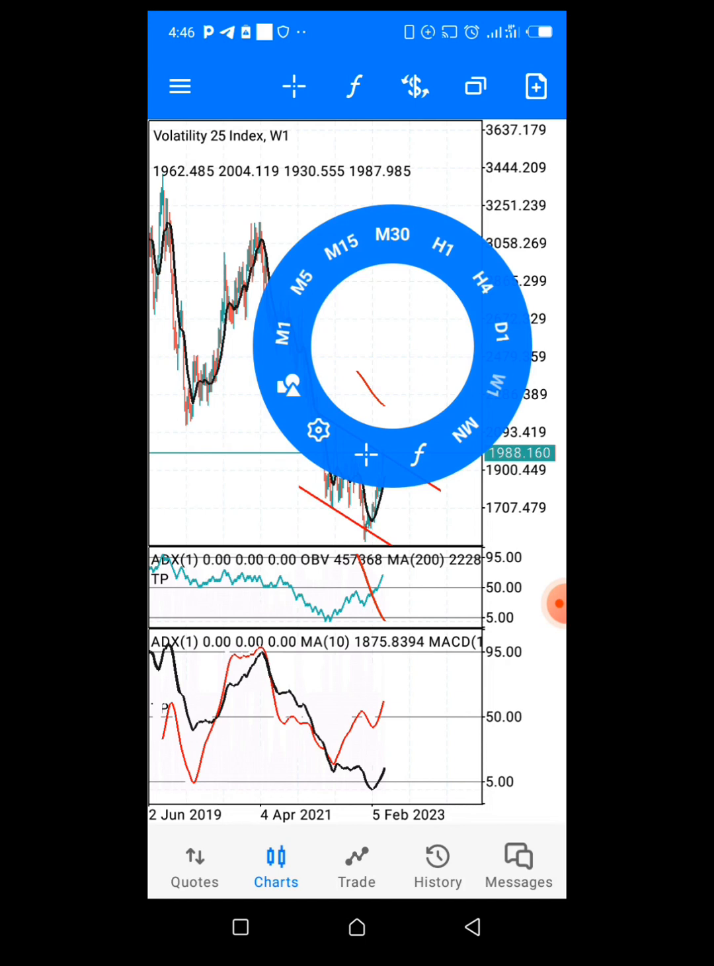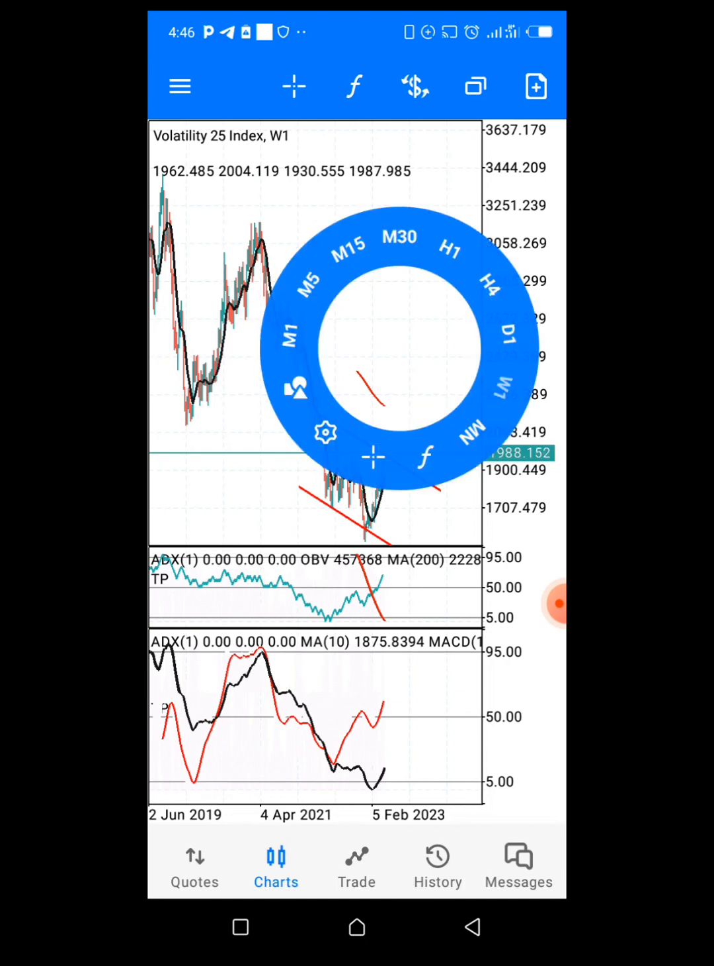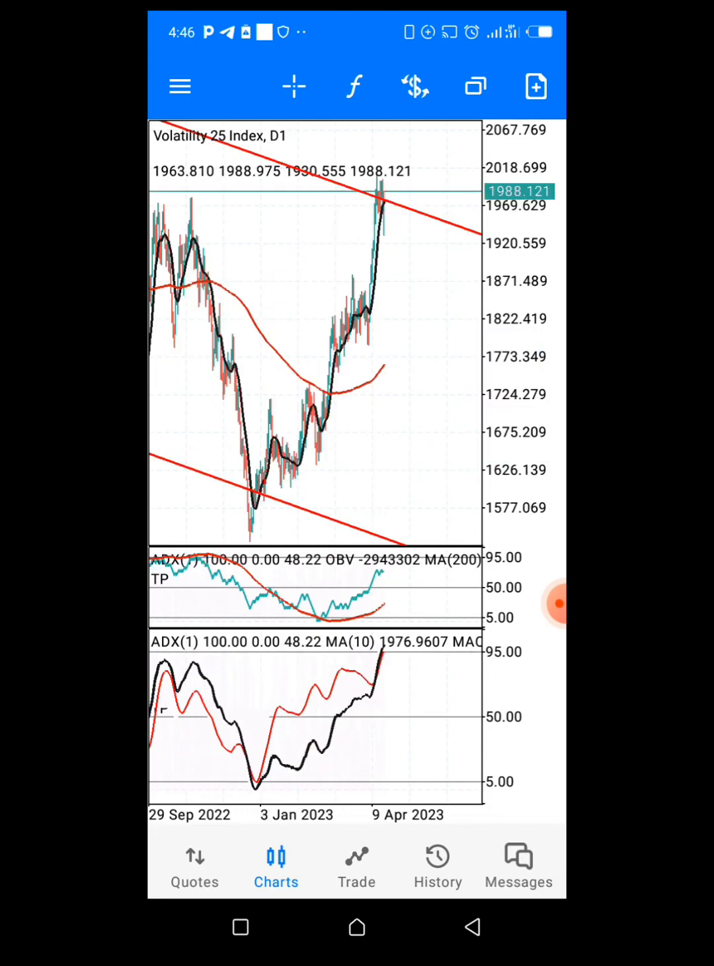So now we have drawn our trend line on the weekly time frame. Now let's go to our daily time frame and see what we have there. Boom, you can see this yourself. Very, very clear. Now, what will you need for you to execute this trade?